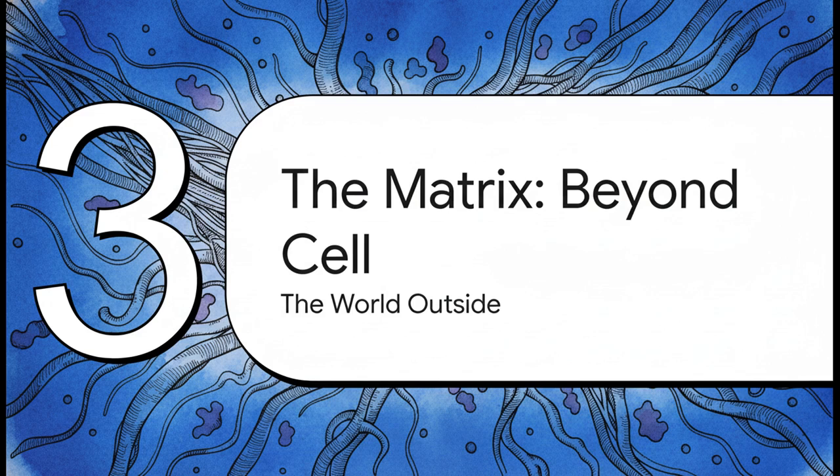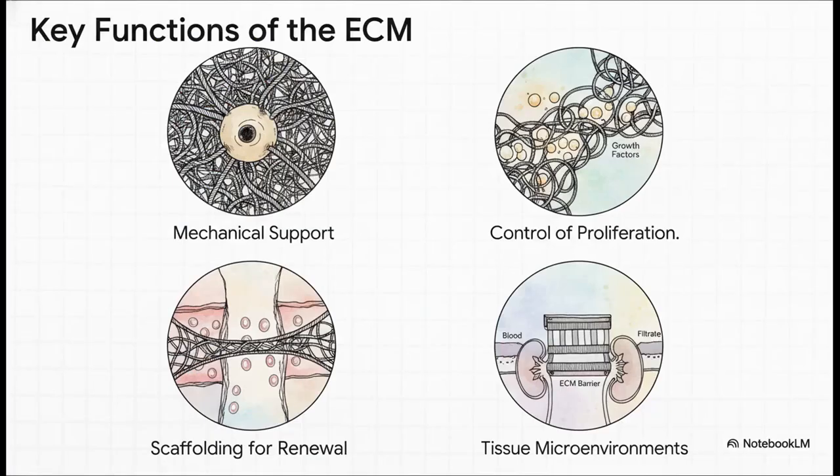It is a functional, dynamic, and absolutely vital environment. The ECM has a bunch of critical jobs. Of course, it provides mechanical support, giving cells something to anchor to, but crucially, it also controls when cells grow by acting like a storage depot for growth factors, holding onto them until they're needed. It provides the essential blueprint for tissue repair after an injury. In fact, if the ECM gets destroyed, organized repair becomes basically impossible. And finally, it creates specialized little neighborhoods, like the ultrafine filtration barrier in your kidneys.